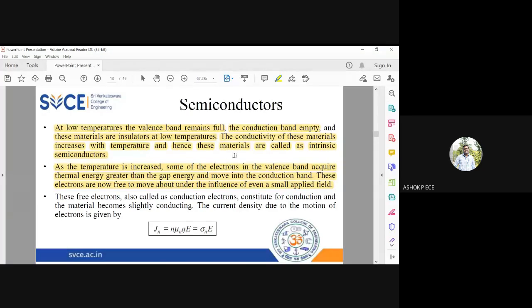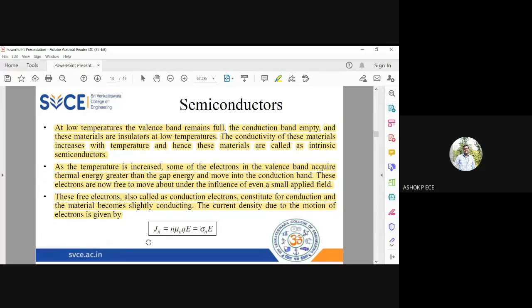Remember, at low temperature, the energy is not sufficient for the electrons to go to the conduction band. When you use the semiconductors at room temperature, these electrons will acquire the energy from the room temperature and start moving into the conduction band. Once the electrons are in the conduction band, they can move freely, giving rise to current. These electrons are called conduction electrons, they constitute conduction, and the material becomes slightly conducting. So when you see the semiconductor, everything depends on temperature only. If the temperature is more, the conductivity is going to be very high. At low temperature, the conductivity is going to be almost zero.